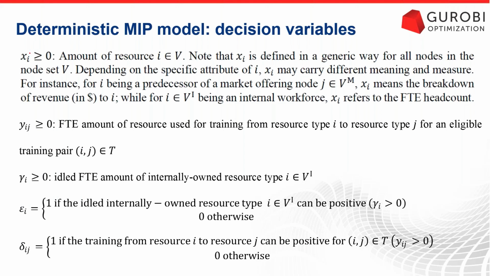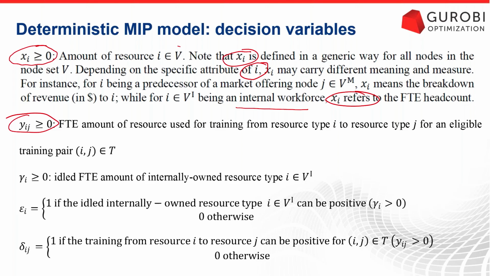The decision variables of our model, a very important one is the definition of X_i as the amount of resource i in the bill of labor structure that's needed. So here, X_i is defined in a generic way. Depending on the meaning of node i in the bill of labor, X_i may carry different meaning. For example, when i represents a market offering node, X_i represents the breakdown of that target revenue. When i represents an internal workforce, X_i refers to the FTE headcounts.